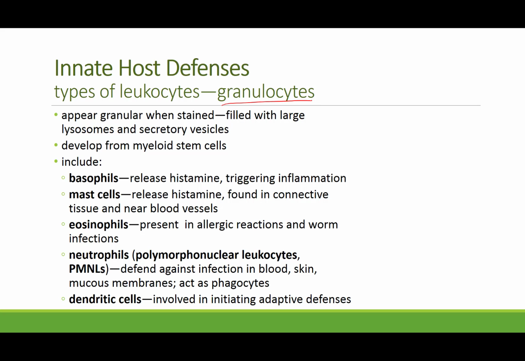So the granulocytes include the basophils, mast cells, eosinophils, neutrophils, and dendritic cells. So there's a bunch of these granulocytes. Basophils have the capacity to release histamine, and in that process trigger inflammation. Mast cells also release histamine, and they're frequently located in connective tissue or near the blood vessels. So if you cut yourself and you bleed, then mast cells might spring into action, releasing histamine and triggering inflammation.